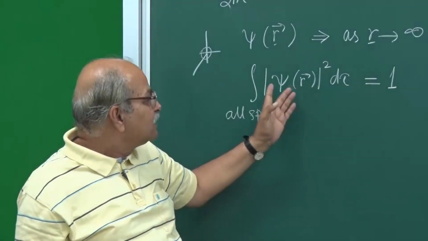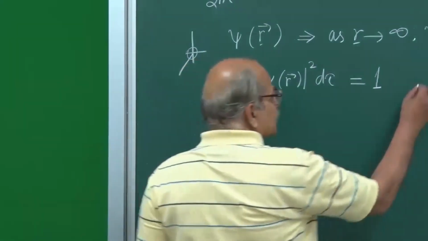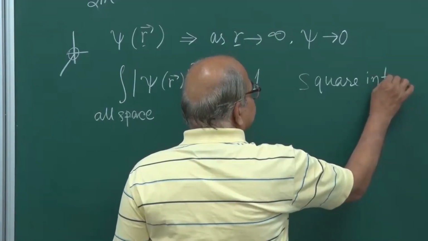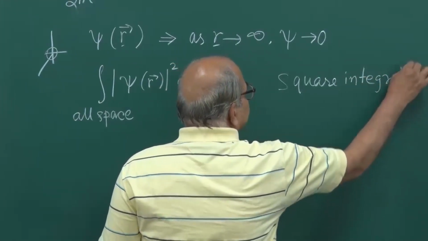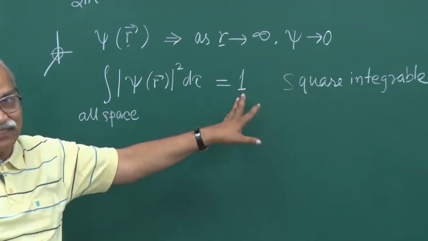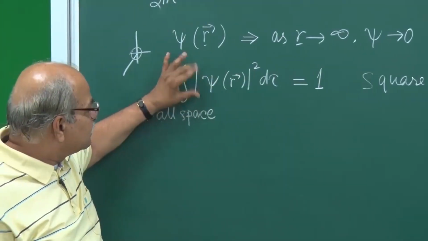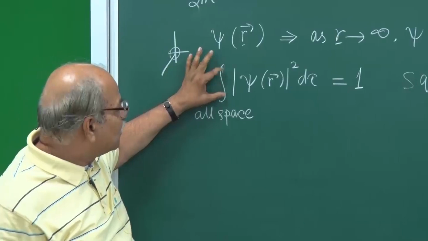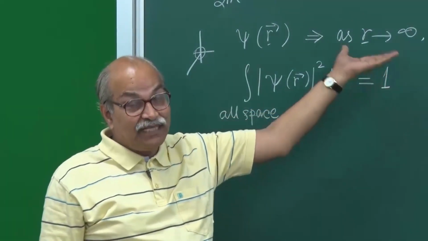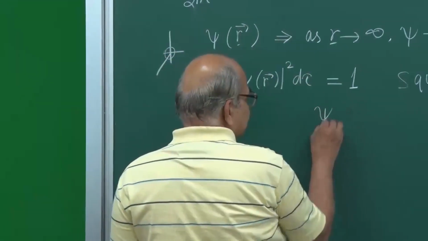So, we say that this wave function should be square integrable. That means if you do mod square and integrate, you get a finite quantity. If that finite quantity is 1, it is fine, otherwise we will just scale it, we will put some constant here and make it 1, but it should have finite value, it should not be infinity. So, these are some of the things. Of course, psi must be continuous.